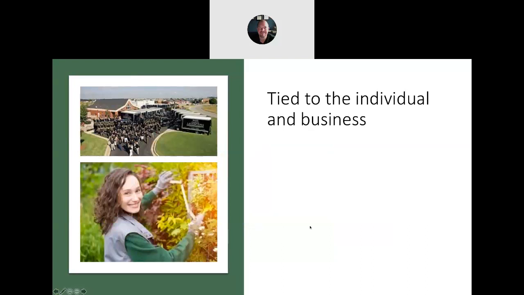So again, it's going to be tied to the individual and the business. Usually, if you have a landscaping company, it's going to be in the name of that business. It's also going to be in the name of the individual who is the primary applicator for that business.